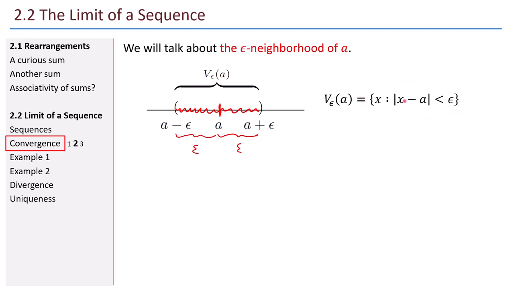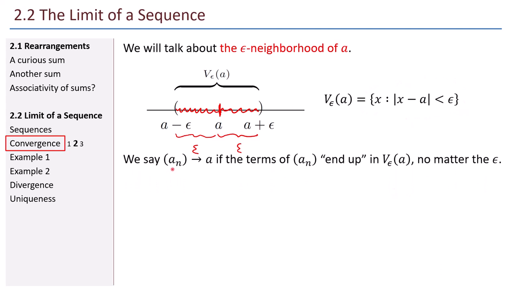The idea of convergence is that we say the sequence converges to A if the terms of the sequence end up in that epsilon neighborhood, no matter how small we make epsilon. For any epsilon, I can make an epsilon neighborhood, and eventually all the ending terms of my sequence end up in that epsilon neighborhood.